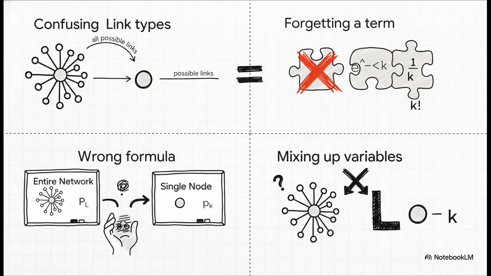Okay, here are the specific traps to watch out for. First, remember, the entire network has n choose 2 possible links, but one single node can only connect to the other n minus 1 nodes. Don't mix those up. When you're using the Poisson formula, it is so easy to forget that first e to the minus k term. Write it down first. And of course, just to say it one more time, never, ever confuse your variables. L is for the whole network, K is for one node's degree.